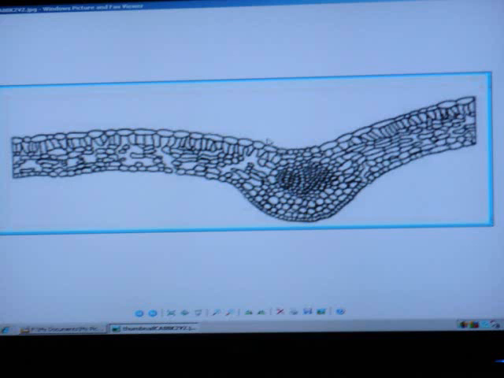What is the vascular tissue? It'd be right in here. It's not necessarily, it's that middle line running down. I'll show you more in a minute. That's a very simple one. Let me show you another one.